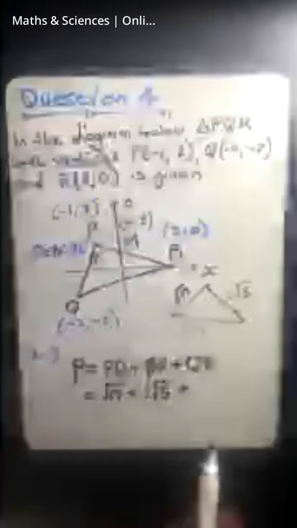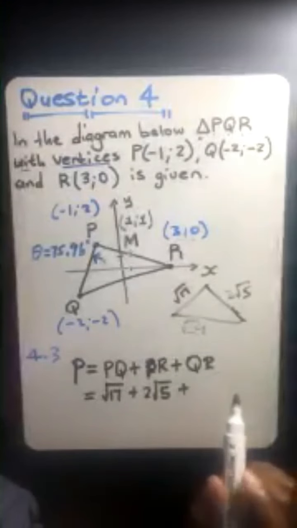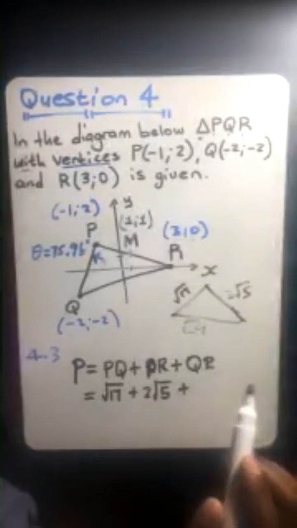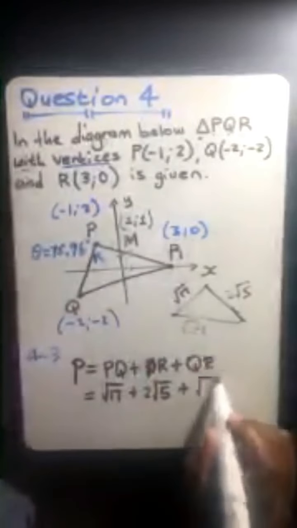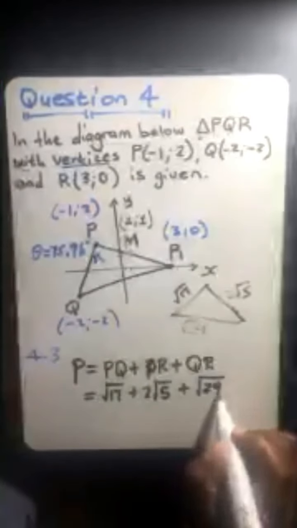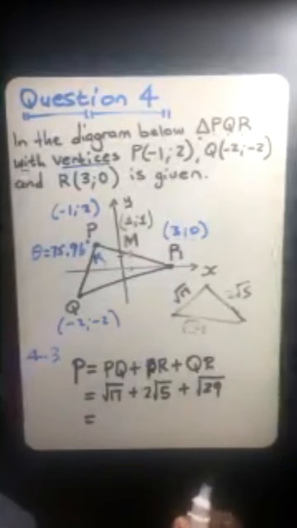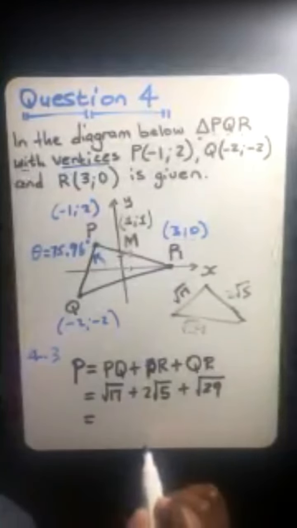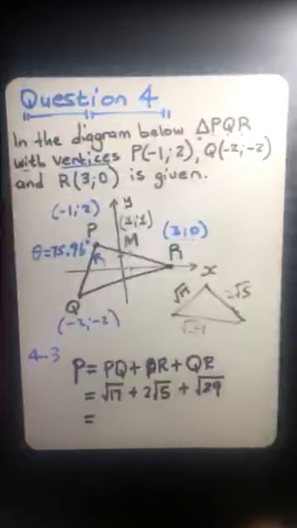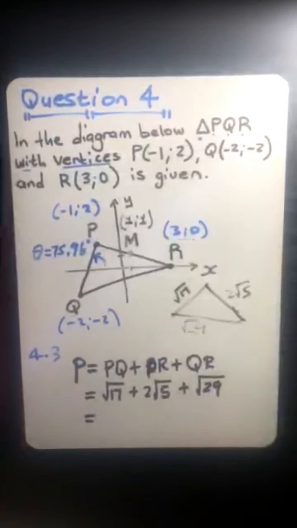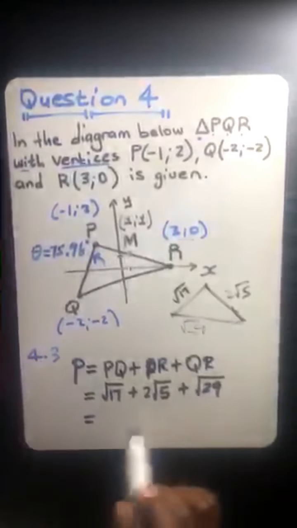What is QR? QR is that one. So QR is square root of 29. So what is the perimeter? The perimeter has to be square root of 17 plus 2 square root of 5 plus square root of 29. Guys, anyone to give me an answer? I was just giving you a chance to calculate there. Is there anyone who's got an answer there?